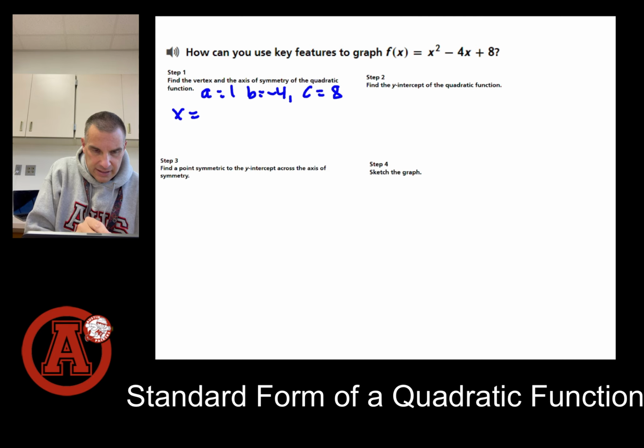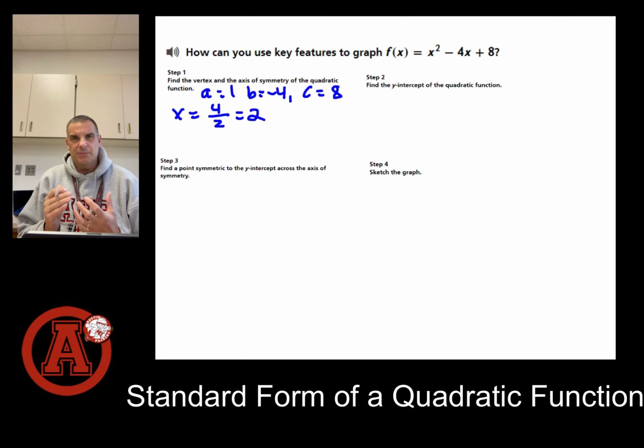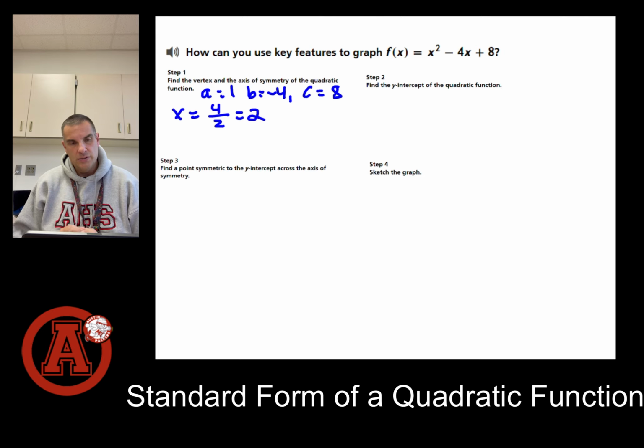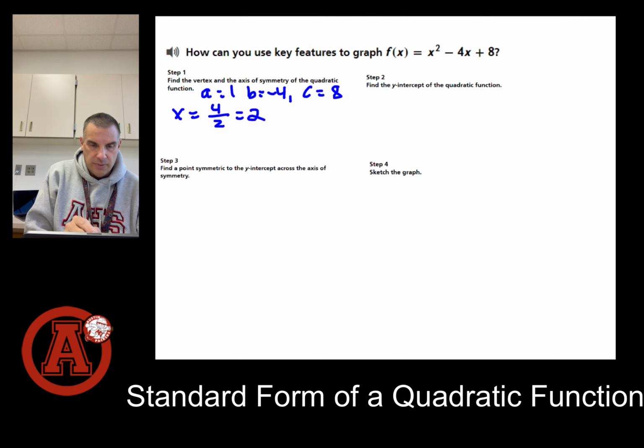So x is equal to the negative of -4 over 2. I just kind of skipped a step in there. You should be able to do that. The negative of -4 is 4, and 2 times 1 is 2. So there's my axis of symmetry. If they're just asking you for the axis of symmetry, it is x equals 2.